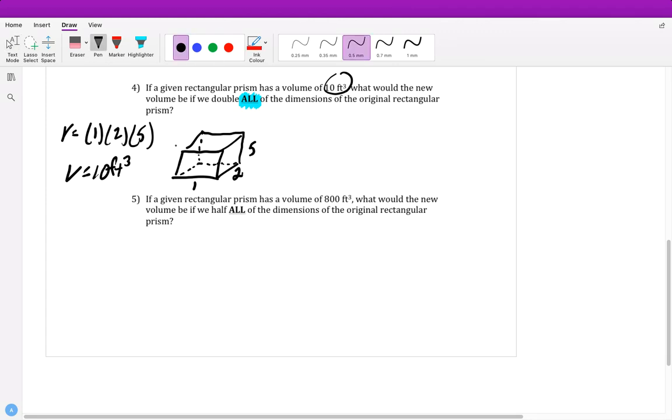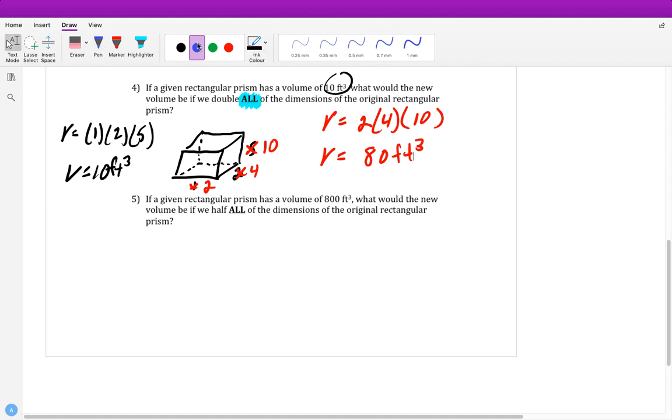with our shape. Now it's saying that we're doubling all of them. So this becomes 10, this becomes 4, and this becomes 2. So our new volume would be 2 times 4 times 10, which our new volume would then be 80 feet cubed.